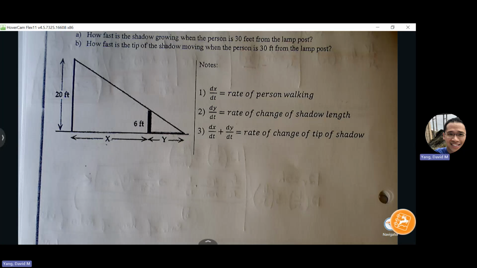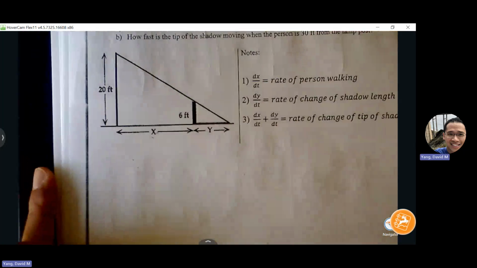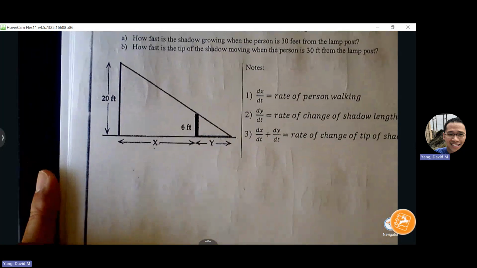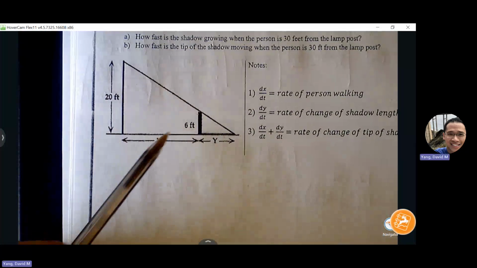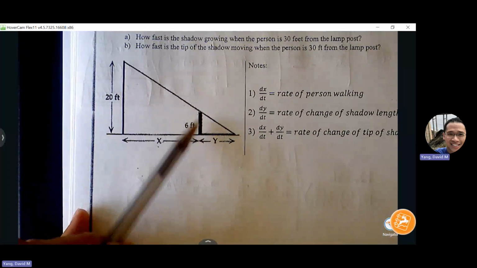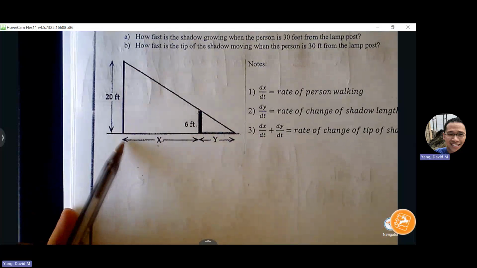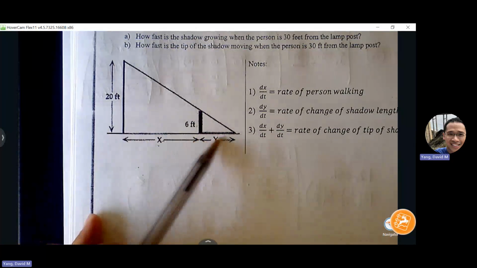Okay, so this is how we can start. The way we can start is we're going to create a right triangle relationship here. And I like to always start off with this. So this is always the given. I have my 6, I have 20. I like to go from left to right. So this is x and that's y.